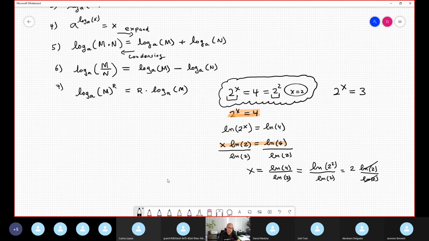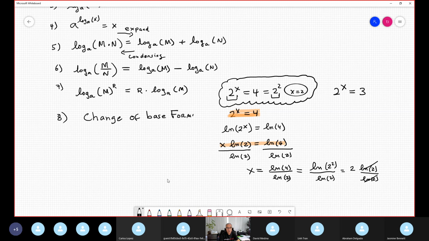Okay, now the last property, in my opinion the most important, number 8. It's so important that it receives a special name. It's the change of base formula.